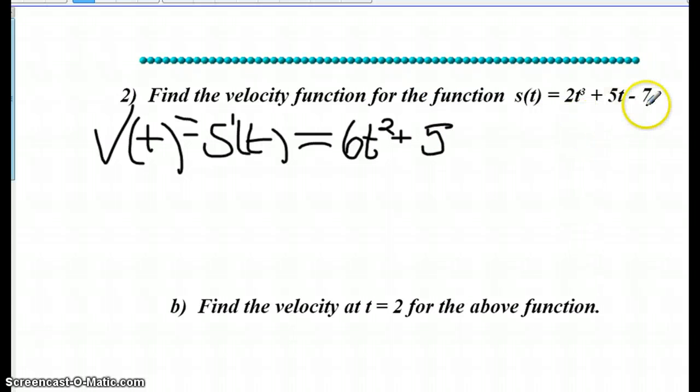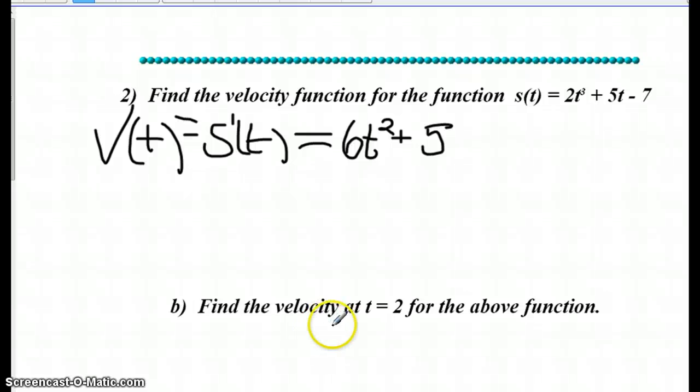And then we take the derivative of our last term. Now the derivative of a constant is just 0. So we don't have to write our 0 down. So then our velocity function for the position function here is 6t squared plus 5.